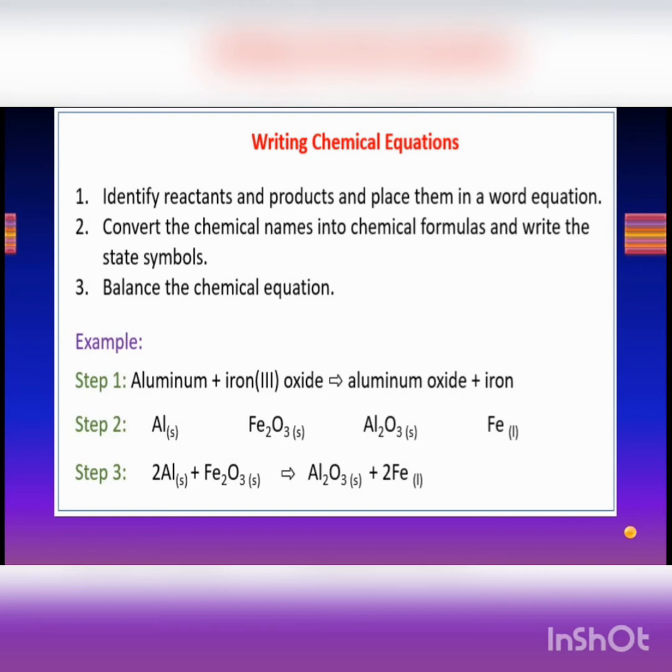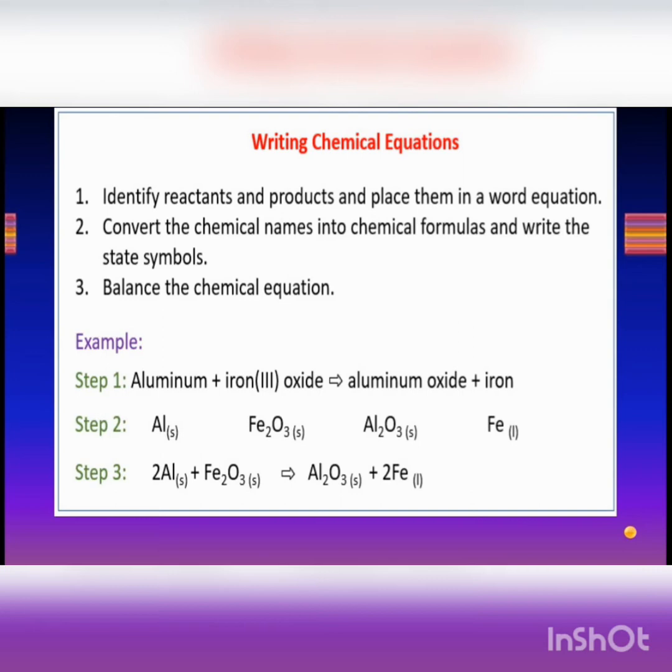Now to balance the equation, we see that aluminium is only one on the left hand side, whereas there are two aluminium atoms on the right hand side, and hence we will put a coefficient 2 to aluminium on the reactant side.